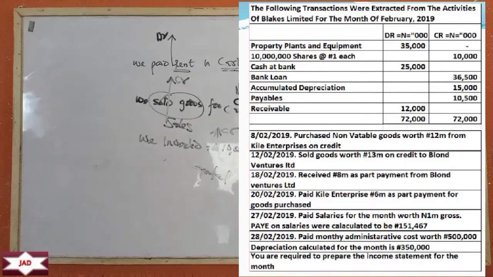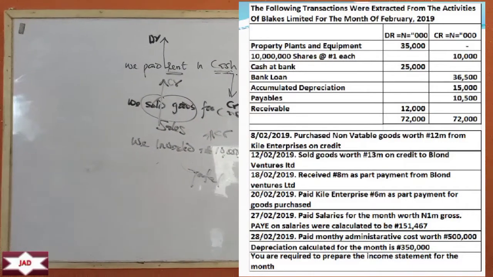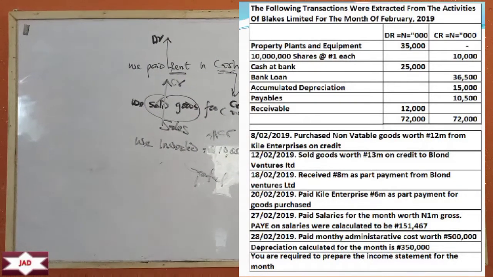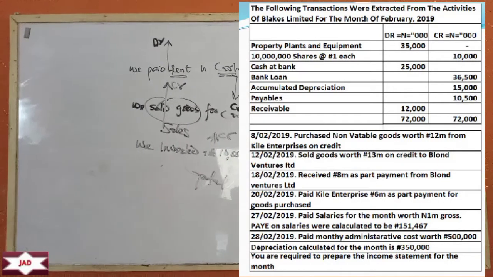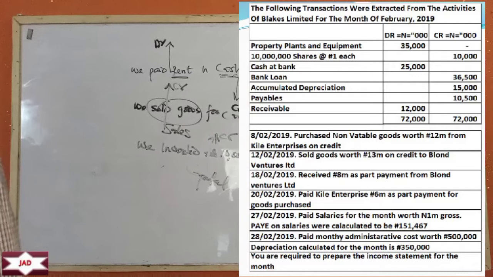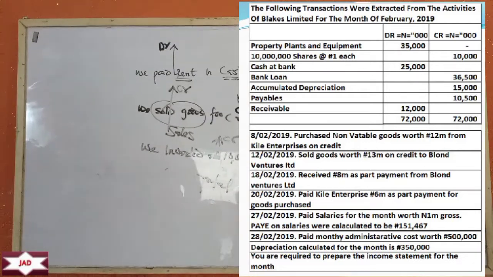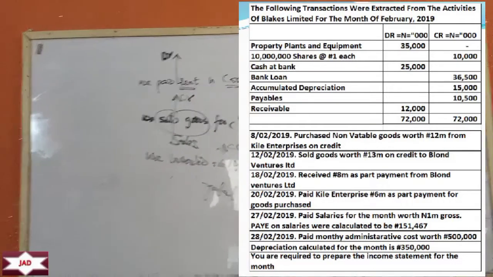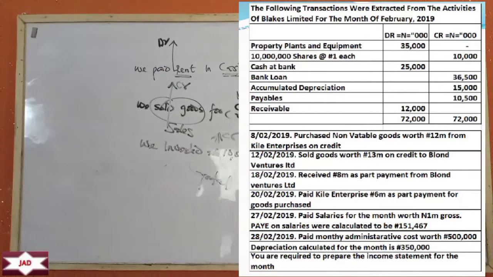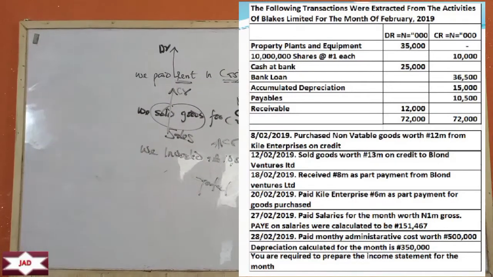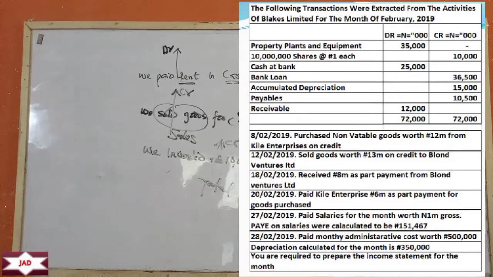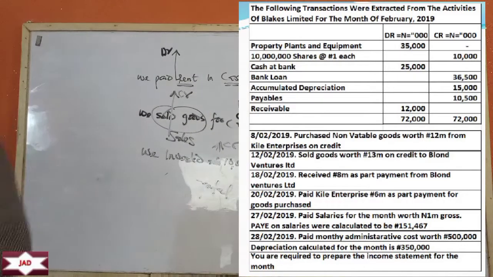27th February, paid salaries for the month worth 1 million gross. Pay as you earn, PAYE, on salaries we calculated to be 151,467. Of course, if we're having payouts, that means we'll be having pension as well. And then we have paid monthly administrative costs worth 500,000. Depreciation calculated for the month is 350,000 naira. And they're saying you're required to prepare the income statement and financial position for the month.